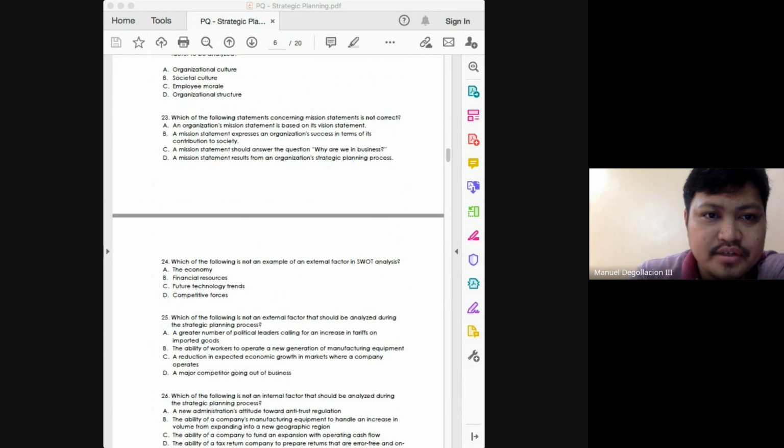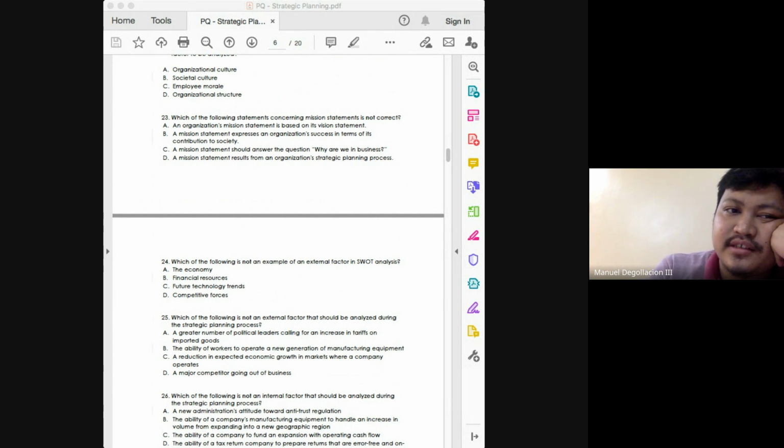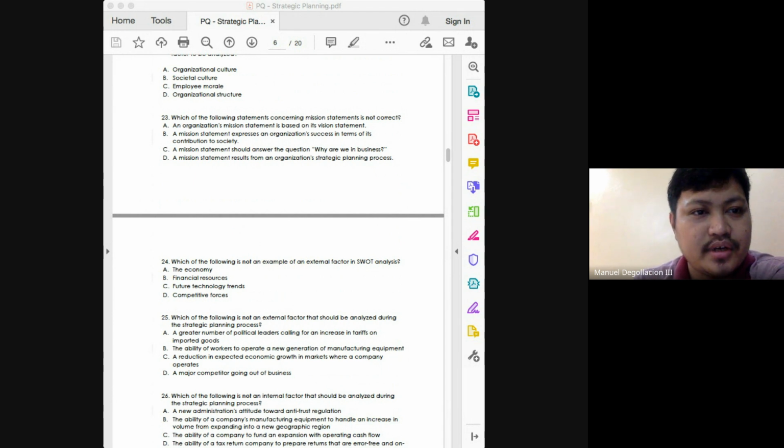Next, which of the following statements concerning the mission statement is not correct? An organization's mission statement is based on its vision statement. That's true. A mission statement expresses an organization's success in terms of its contribution to society. Okay, this is the answer because this is the false statement. What is being described here is our vision statement. A mission statement tells us why we are in business. A mission statement results from an organization's strategic planning process.